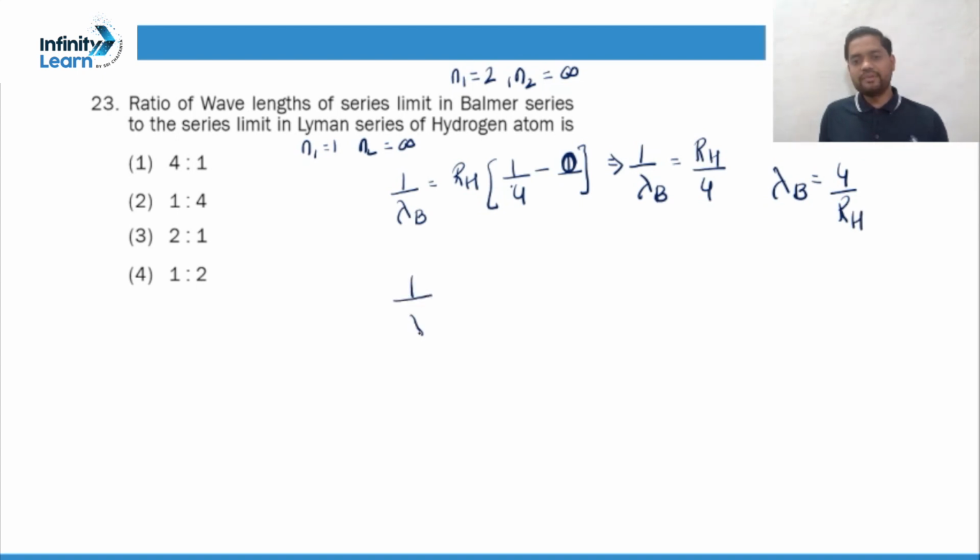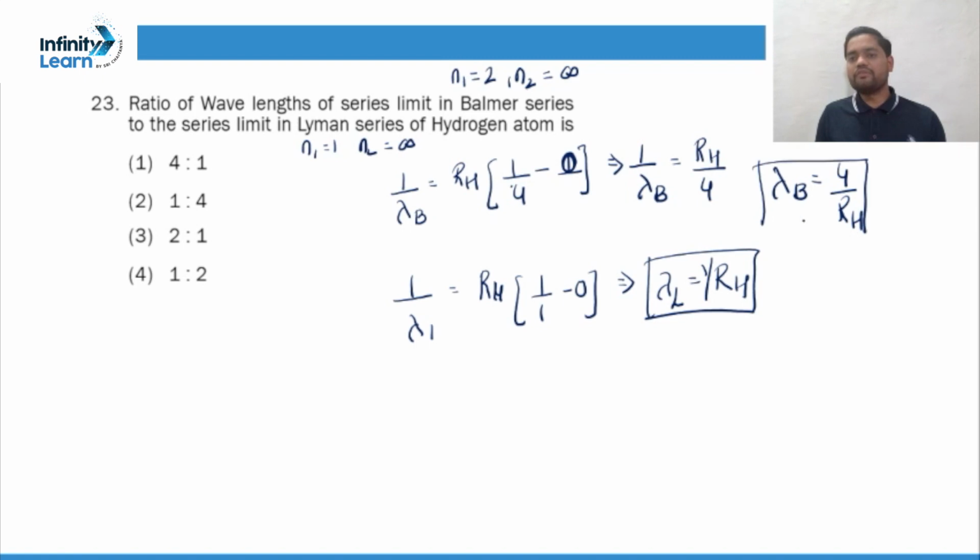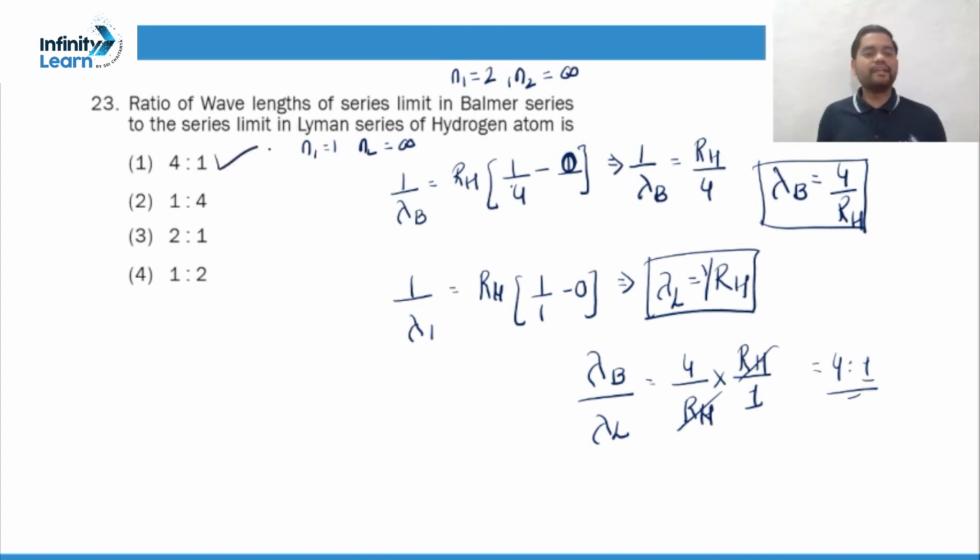Then for Lyman series, in the same way, 1 by lambda is RH times (1 upon 1 square minus 0). So lambda of Lyman series is 1 by RH. What is required is the ratio. So lambda B by lambda L is equal to 4 by RH into RH by 1. RH gets cancelled, that is 4 is to 1. So 4 is to 1 is the right answer. Question number 23, option 1 is the right answer.